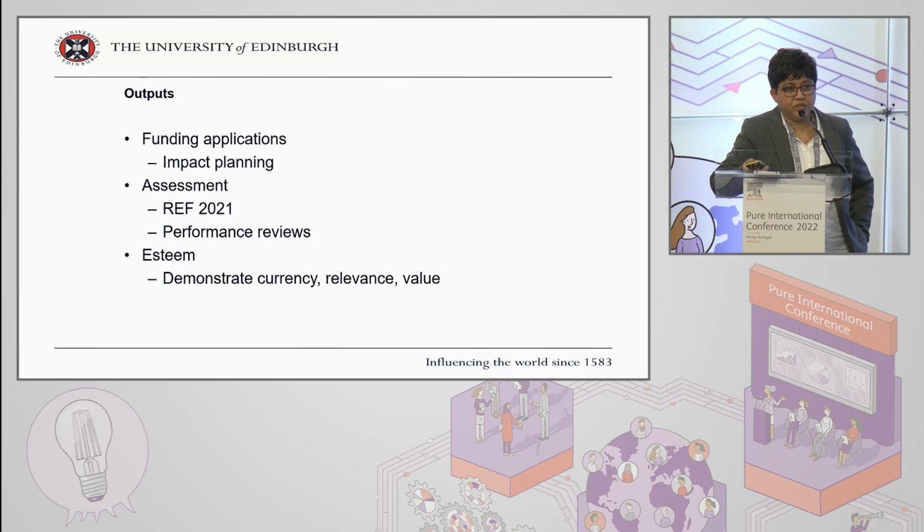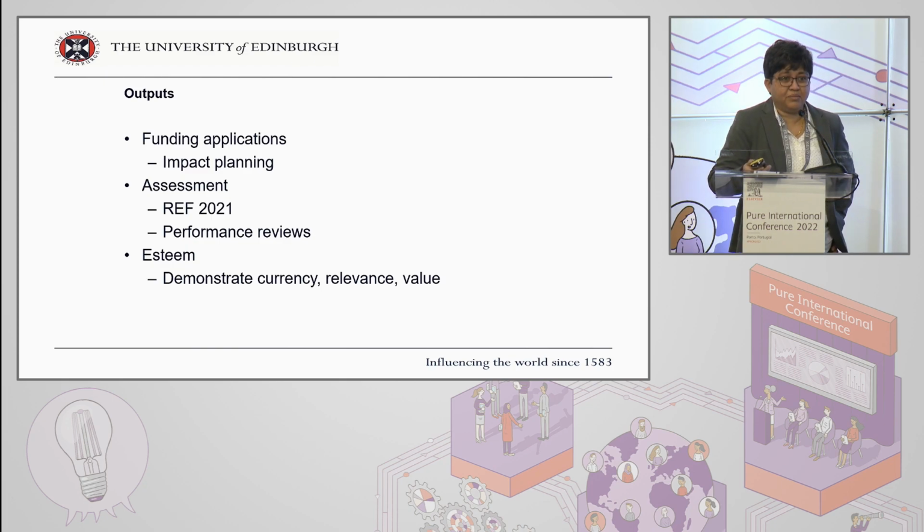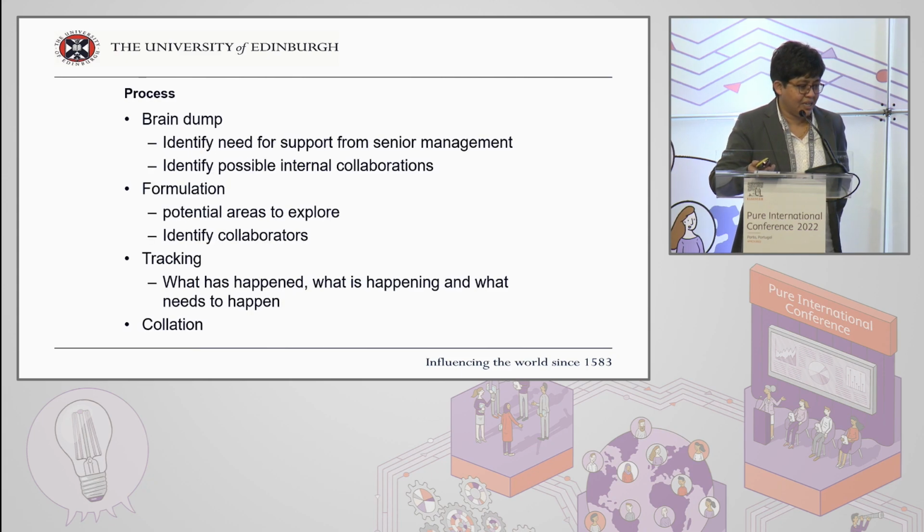We've got performance reviews happening within the university. Now, when we talk about performance reviews in relation to impact, we're not talking about how well you're doing, but how much support you actually need to be put in place so that you can explore the impact. That is the angle that we're taking for this. And in terms of esteem for the university, we want to demonstrate that the university's research is current, is relevant, and is of value to society. So we need to be able to show that our research has impact.